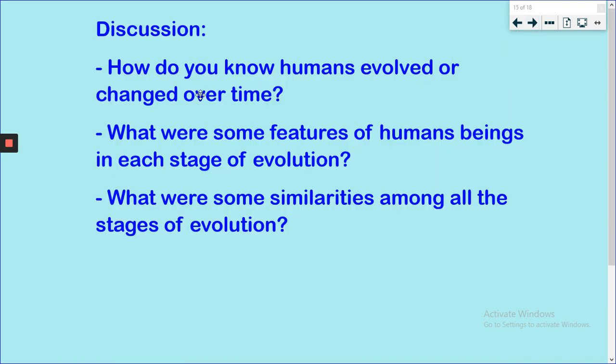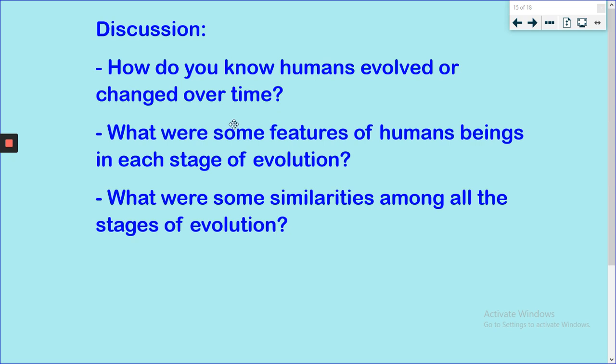Now we are coming to the discussion. How do you know humans evolve or change over time? Modern humans evolved many years ago. We know this by studying the fossils of the previous ages of evolution. Yes, how we come to know is that scientists have studied the fossils, the remains of the early humans, such as bones, teeth, and their skulls. So we come to know how humans evolve or change over time, isn't it?